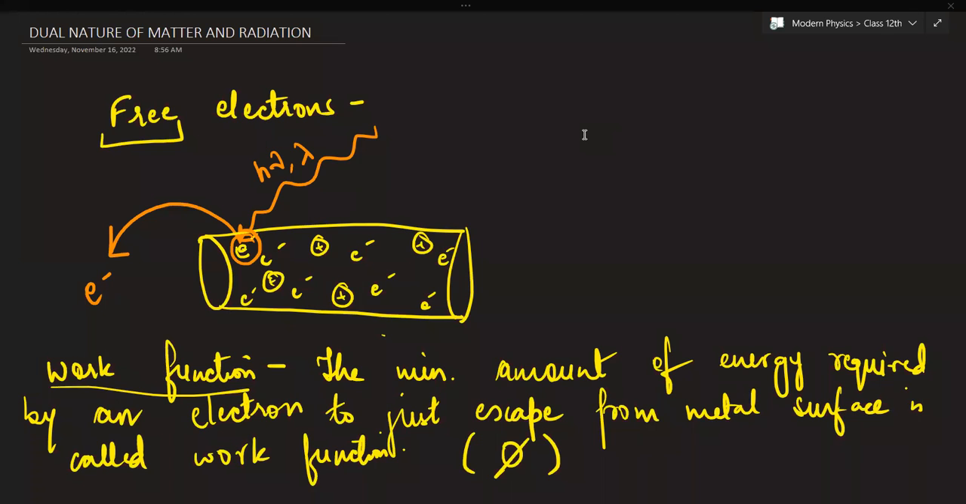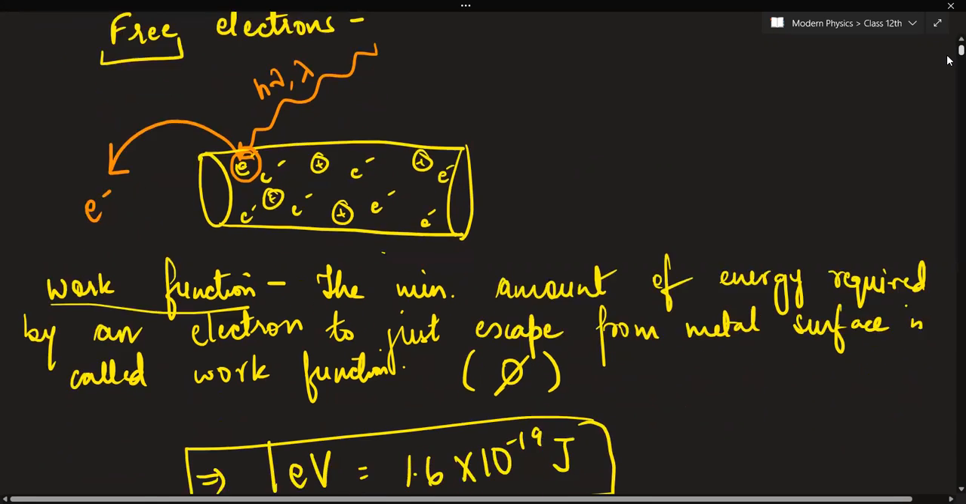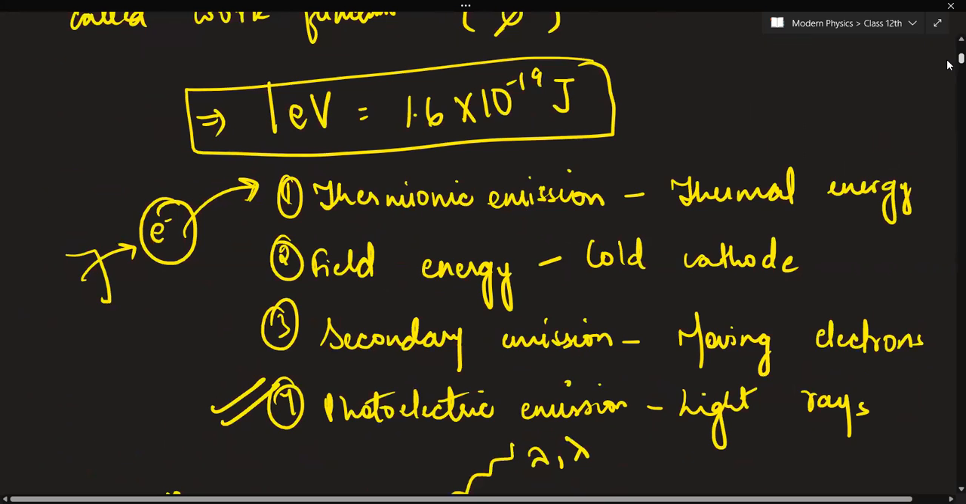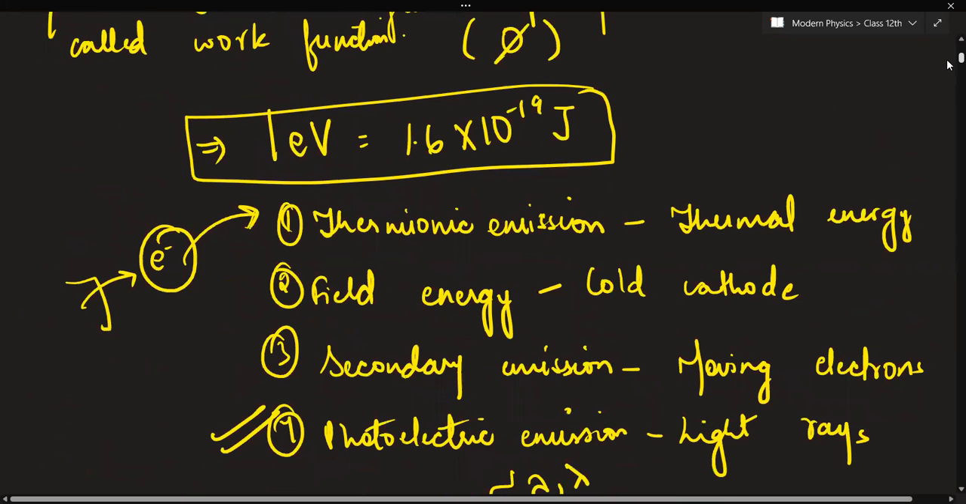So this certain amount of energy required by the electrons is known as work function. Work function is a very important concept. This was the conversion which we had seen: one electron volt is 1.6 into 10 to the power minus 19 joules. Now, 4 types of emissions are possible. Even if you forget the other names, it is not very important, but this last one, photoelectric emission, is important.